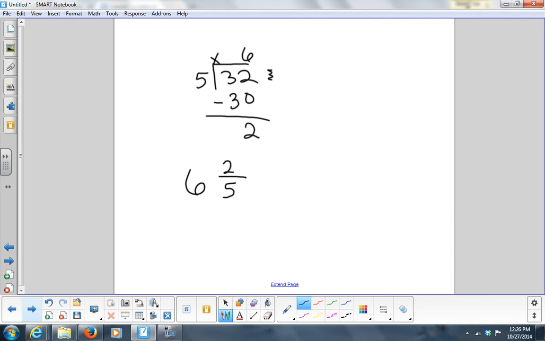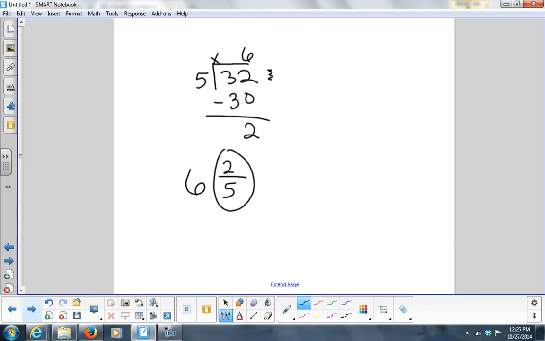Okay, well 6 is my answer. 2 is my remainder. Okay, so I've got to do something with this 2. It can't just stay 2. Otherwise 6 plus 2 would be 8. So it's got to be part of something. That's why you make it a fraction.